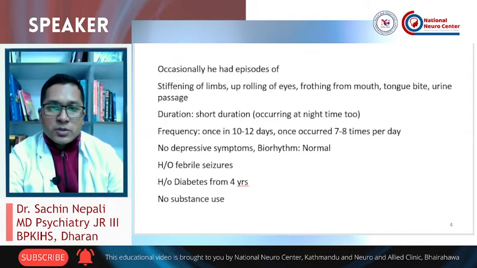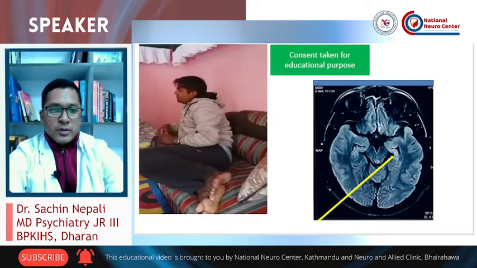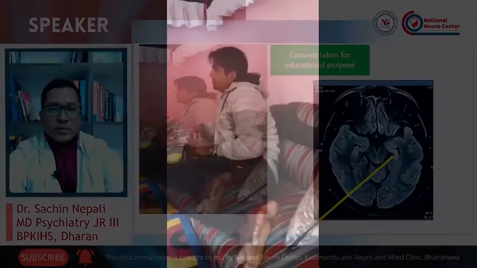Occasionally, the patient had episodes of stiffening of limbs, uprolling of eyes, frothing from the mouth, tongue bite and urinary passage. Duration was short and the episodes occurred at night time too. Frequency was once in 10 to 12 days, and once an episode occurred, it recurred around 7 to 8 times per day. No depressive symptoms and biorhythm was normal. There was a history of febrile seizures and diabetes for the last 4 years and no history of any substance use. Here we can see the video.